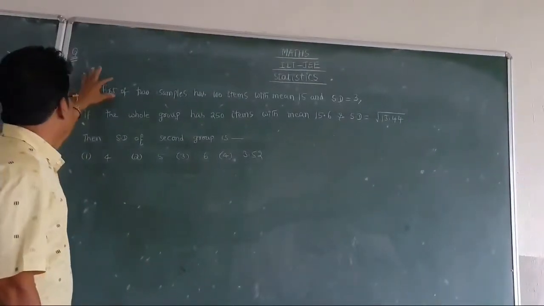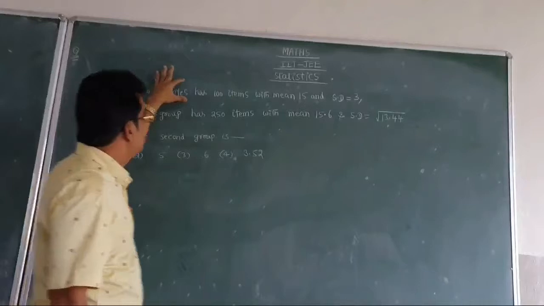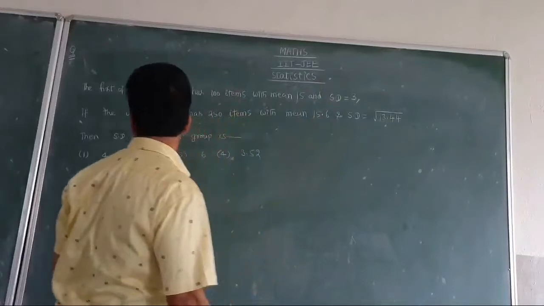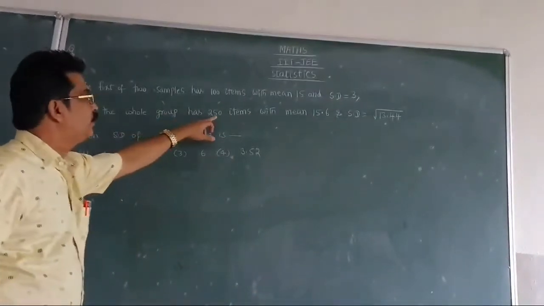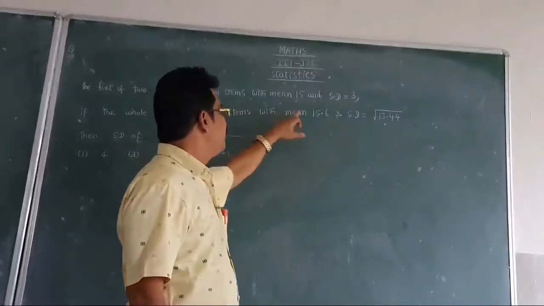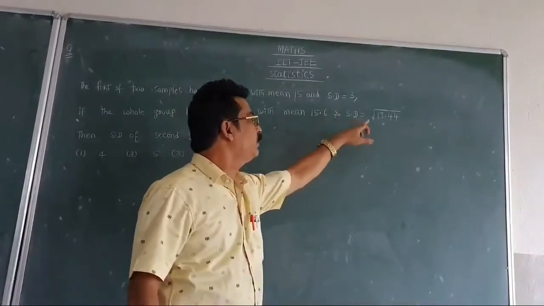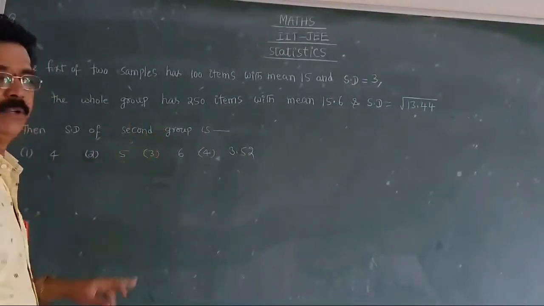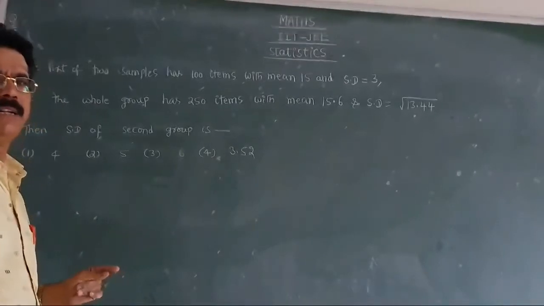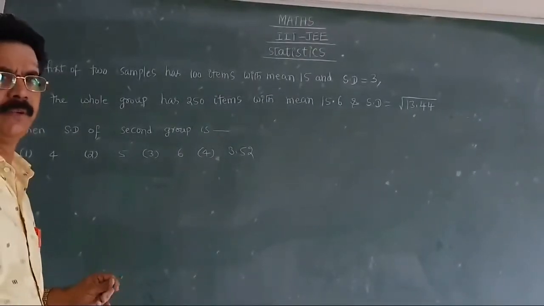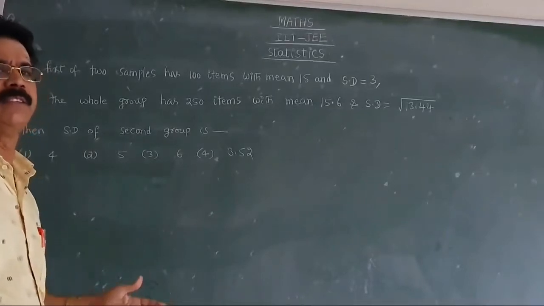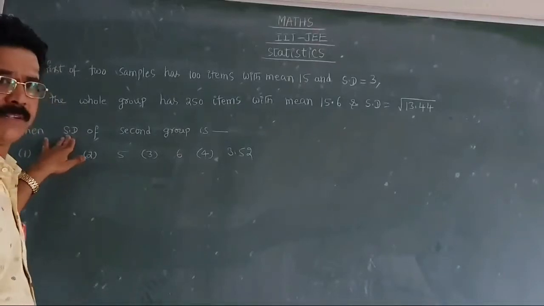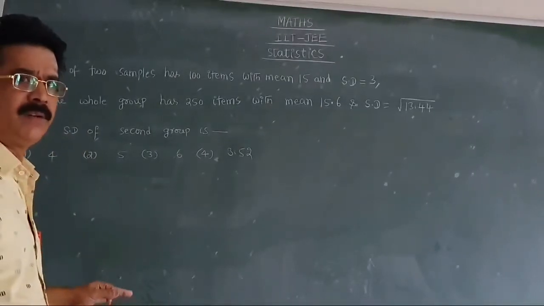Next question. The first of two samples has 100 items with the mean 15 and SD equal to 3. If the whole group has 250 items with the mean 15.6 and SD equal to root of 13.44, then what is the SD of the second group? SD means standard deviation. Variance equals sigma square, and SD is the whole root of sigma square. Even if the question is about SD, first we have to find the variance, sigma square.